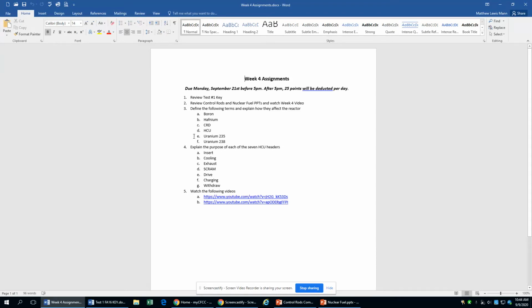Here are your assignments that you'll find under coursework on Blackboard. I want you to take a look at the test number 1 key, which we're going to look at now. Look at the control rods and the nuclear fuel PowerPoints, which we will also do now. And then define these terms. So it looks like I've got 6 terms there. Just define those and email them back.